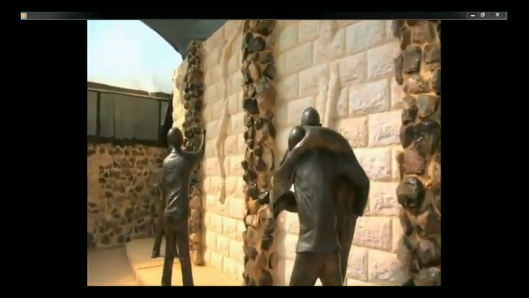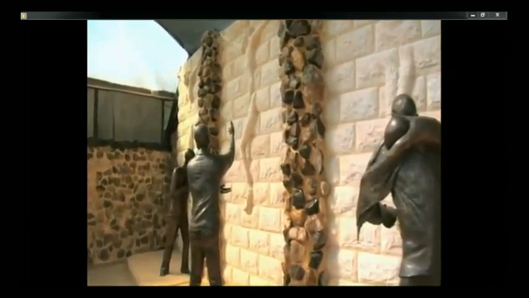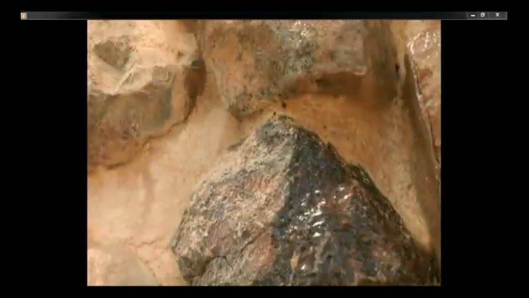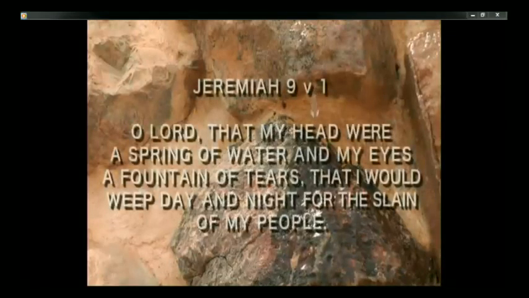Facing each one of the panels are 7 life-size bronze figures. The title, The Fountain of Tears, is taken from a verse in the Bible from the book of Jeremiah. The prophet is crying out to God, "O Lord, that my head were a spring of water and my eyes a fountain of tears, that I would weep day and night for the slain of my people."